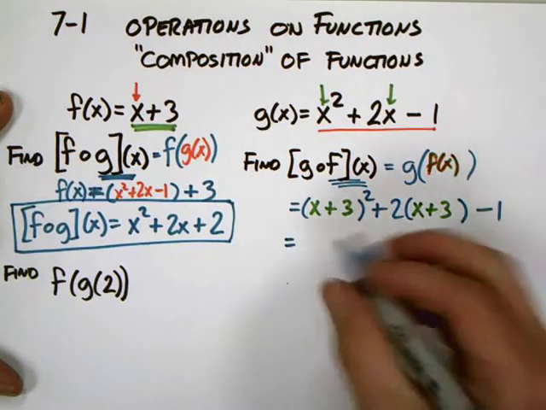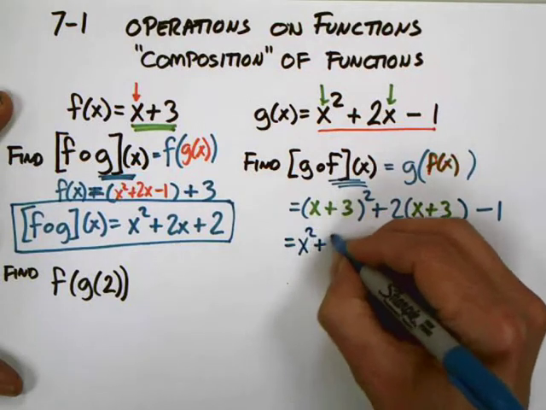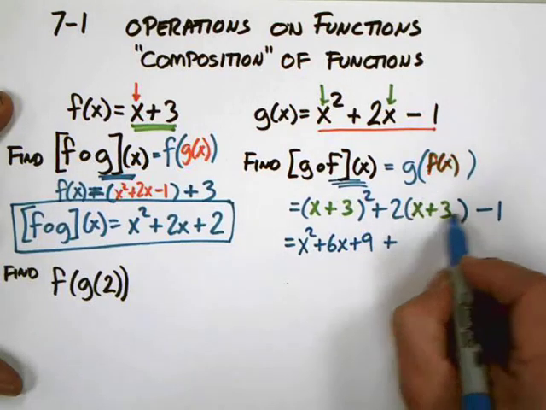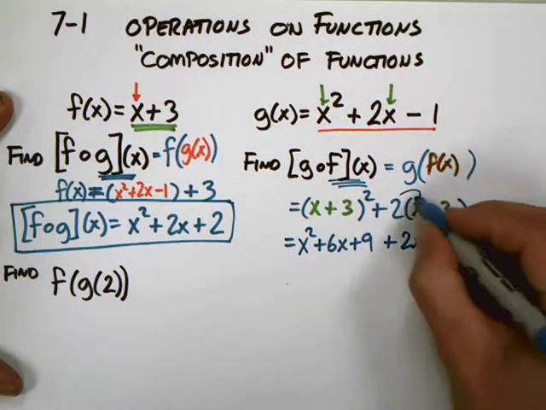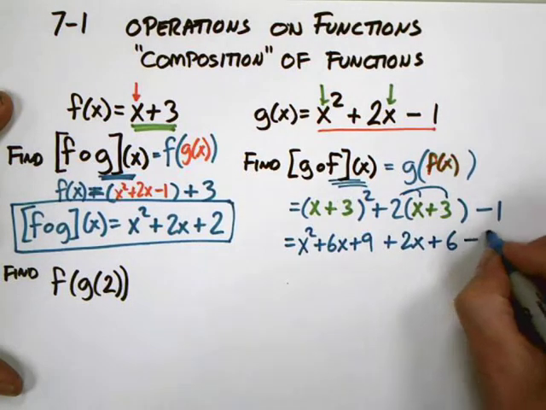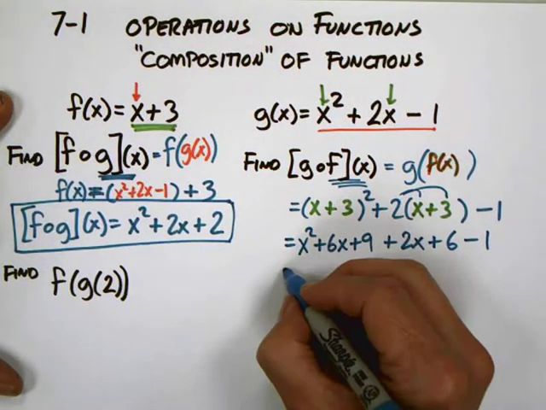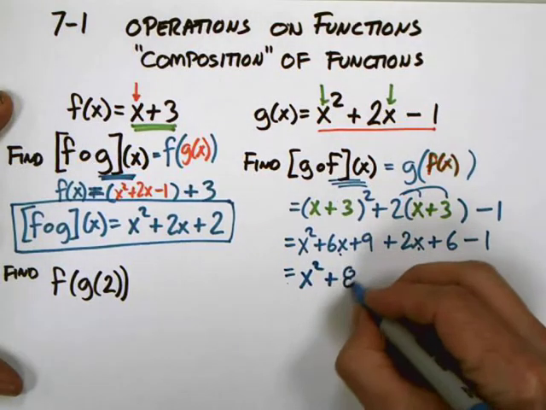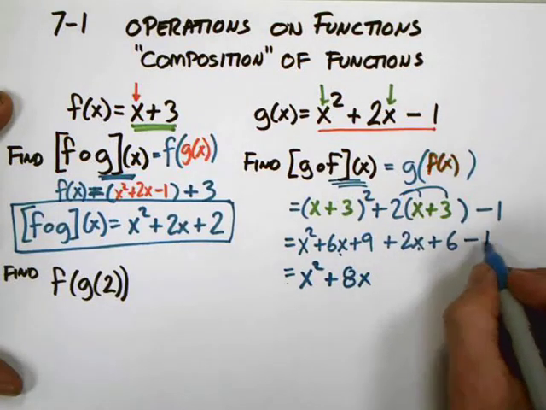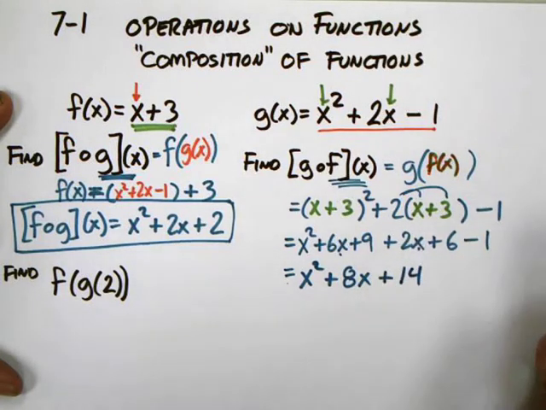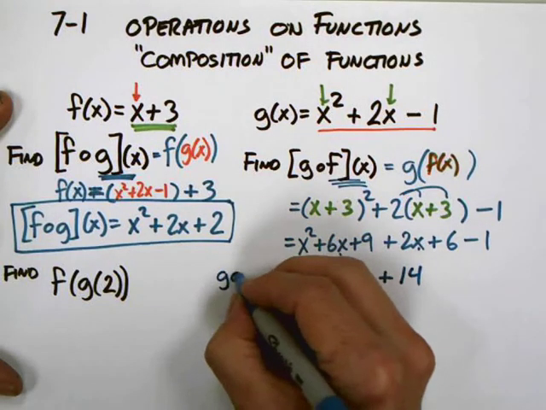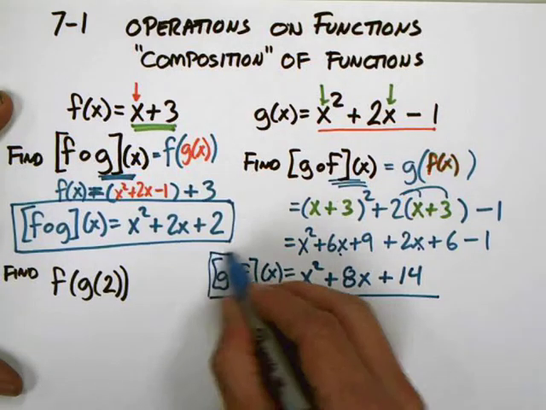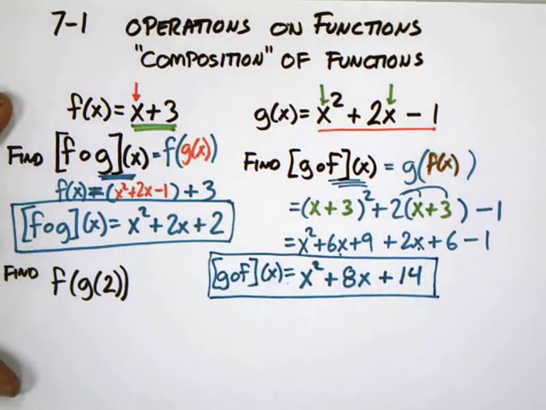X plus 3 squared, make sure I FOIL that. It's going to get me x squared plus 6x plus 9 plus, and then 2 times x plus 3, that's distributive property. So 2 times x, 2x, 2 times 3 plus 6 minus 1. And then I simplify all my like terms. X squared plus 6x and 2x, 8x, 9 and 6 is 15 minus 1 plus 14. So g of f, in brackets, of x is worth x squared plus 8x plus 14.